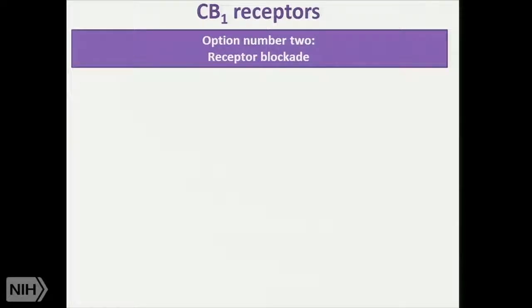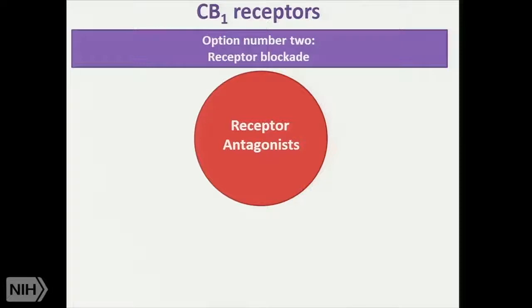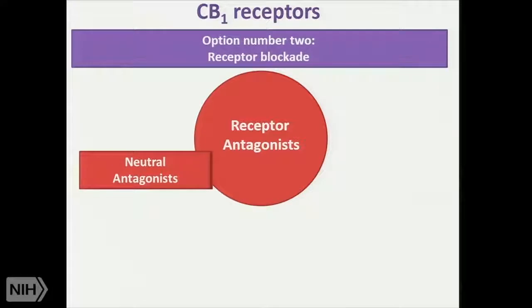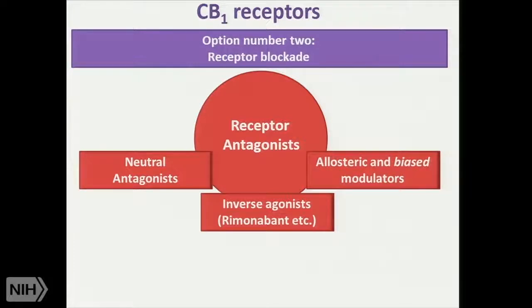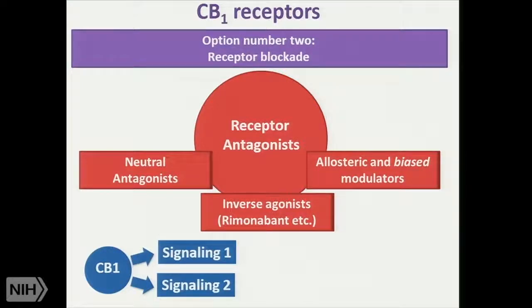So what about blocking the cannabinoid receptor? Clearly we can do this, and we do this with what pharmacologists call antagonists. But again, just like agonists, they come in multiple flavors. There are neutral antagonists, there are inverse agonists, and there are allosteric or biased modulators. So what are these things? Well, neutral antagonists just block the receptor, easy. Inverse agonists seem to do something different. As Dr. Mackey explained, they actually force the receptor into a conformation that is negative, so the receptor becomes actively inactive. The allosteric or biased modulators are very interesting compounds, and again, Dr. Mackey explained them.